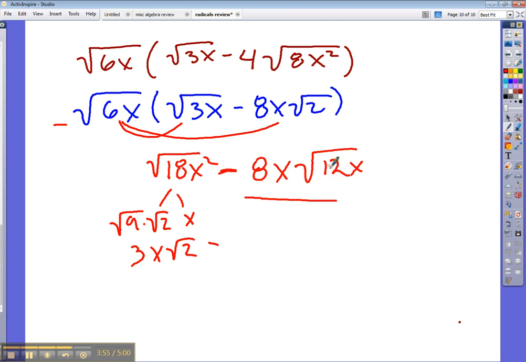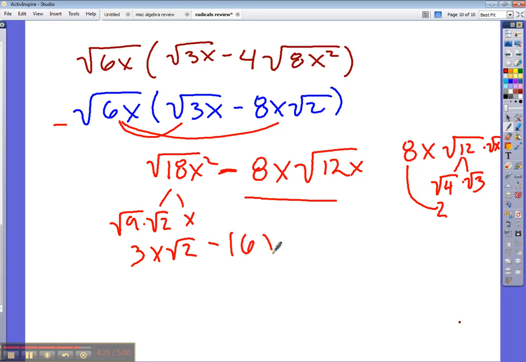and I'm coming over here now. Does 12 have any perfect square factors? 4. So we have 8x times the square root of 12 times the square root of x. And that can be broken down into square root of 4 times the square root of 3. What is the square root of 4? 2. So 2 times 8? 16. It will be negative. So we get 16. We still have this x, the square root of 3, and the square root of x times the square root of 3x.